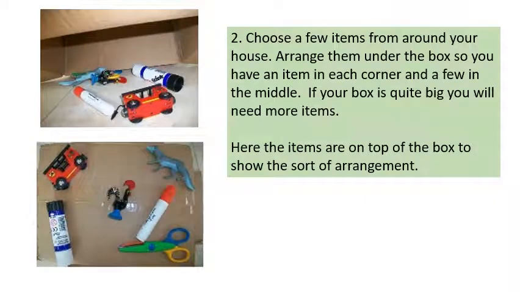The second thing you're going to do is choose a few items from around your house. You're going to arrange them under the box so you have an item in each corner and a few in the middle. If your box is quite big, you will need more items. Here are the items on top of the box in the picture, just to show the sort of arrangement you could do. Can you see they're nicely spaced out?